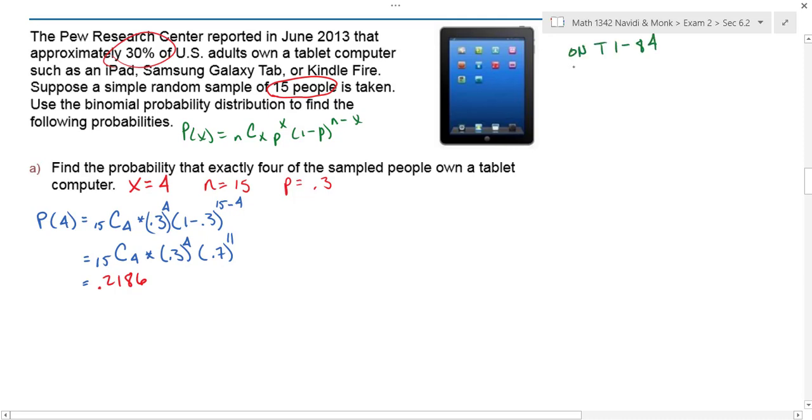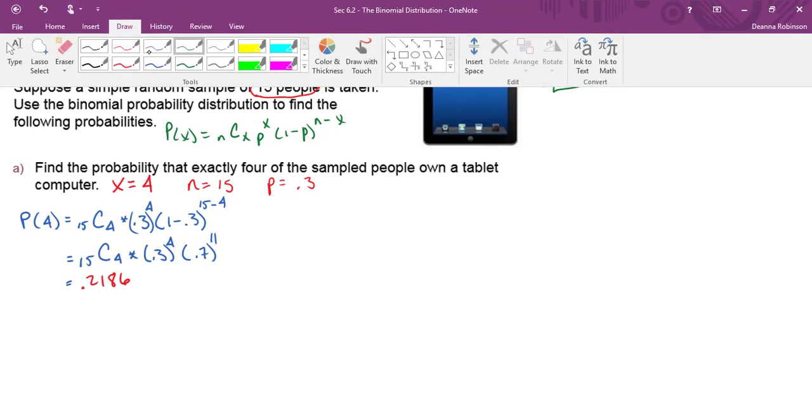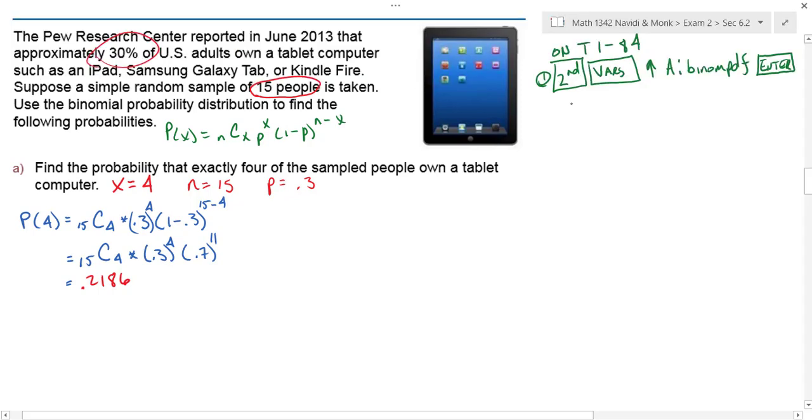The first thing you want to do is hit second bars, and if you have a newer calculator, you want to go up to letter A, the binomial PDF, and hit enter. If you have the older operating system, you're going to go up to 0, I believe it is, and it says binomial PDF, and hit enter. Everything else stays the same.